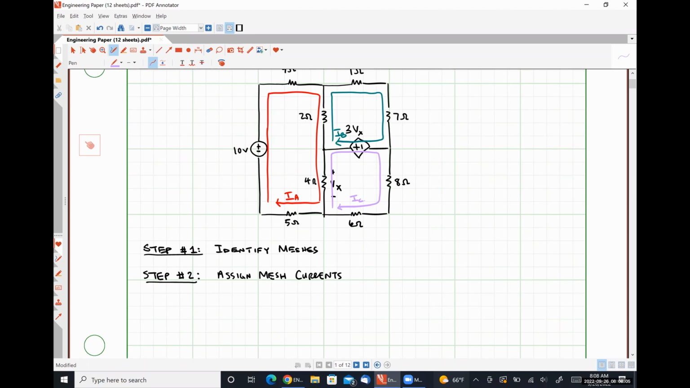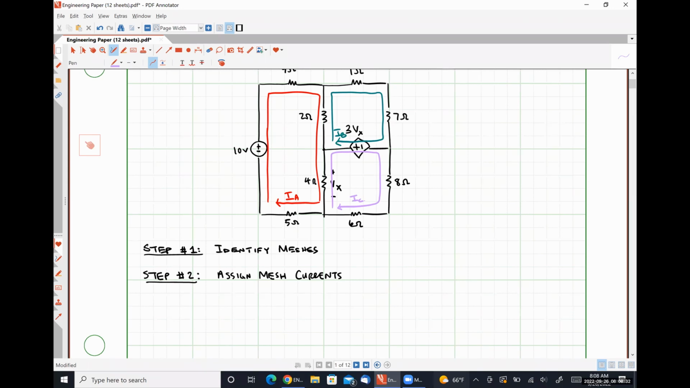I have drawn all of my mesh currents as if they are flowing clockwise around their respective meshes. That's just the way that I am used to doing this. You do not have to draw them all clockwise. You can draw them counterclockwise. You can draw them some combination thereof. I would argue that being consistent with the direction that you draw your mesh currents will help you out in the long run.